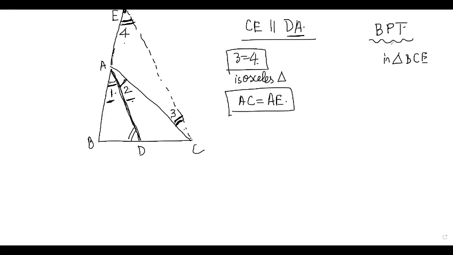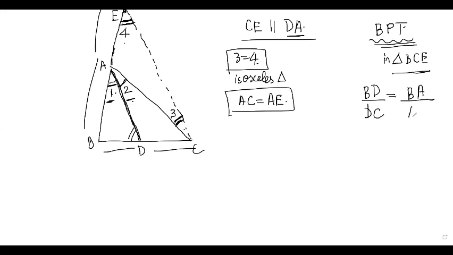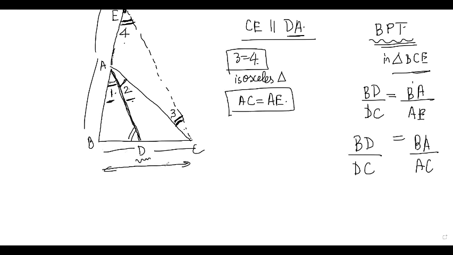Once you have that, we'll use the basic proportionality theorem now, and we'll say BD by DC should be equal to BA by AE because it is in triangle BCE. So BD by DC will be equal to BA by AE, and you can say BA by AE is equal to BA by AC, right? So we have proved what we wanted to prove: when you join the internal angle bisector to the opposite side, it meets the opposite side at point D, and the ratio in which BC is divided, which is BD by DC, is equal to the ratio of the sides containing that angle, which is AB by AC. So this is the statement of your internal angle bisector theorem.